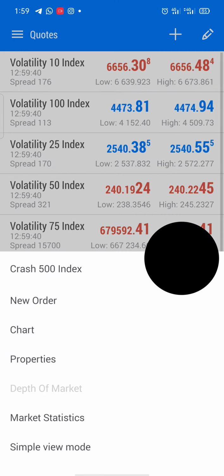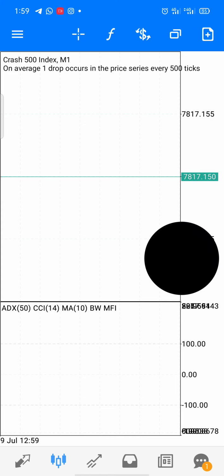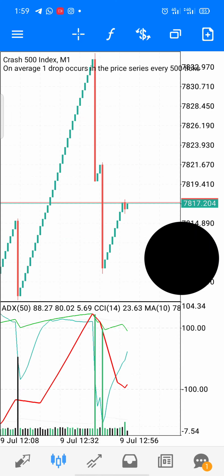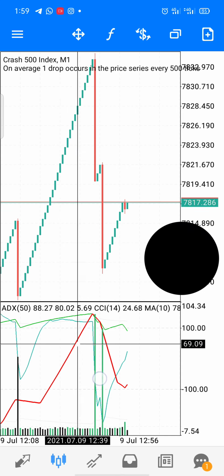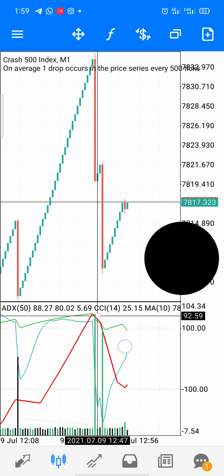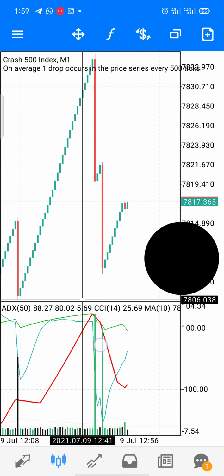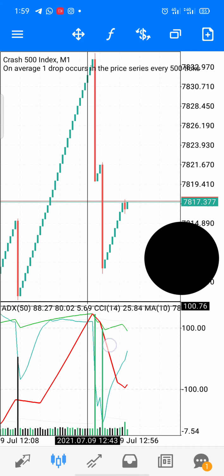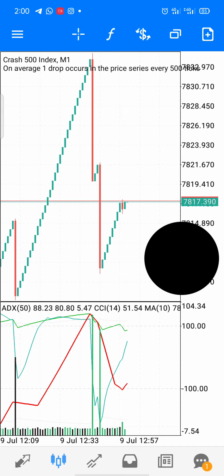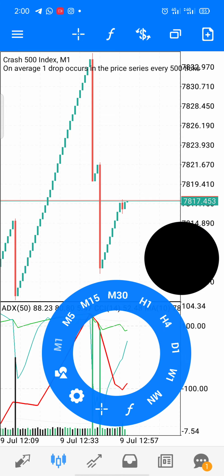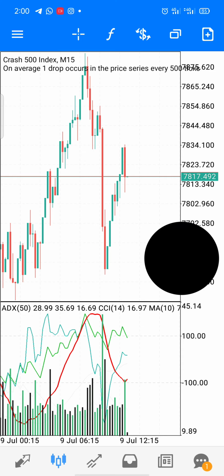So check out crash 500. Crash 500 just got another spike. You can see, the moment the red moving average crossed above the green line, it's a spike. You can see it crossed above, it gave the spike. So that's how you catch spikes, guys. It is a very simple strategy. You can use this to make money. Keep on catching spikes.